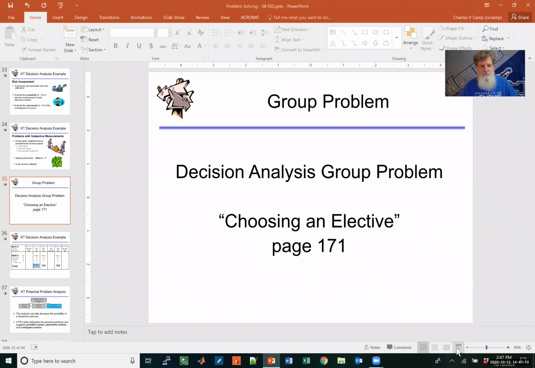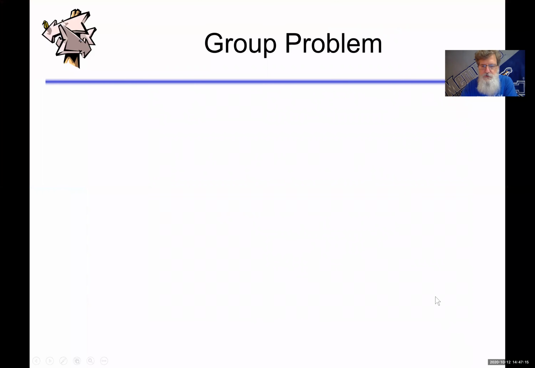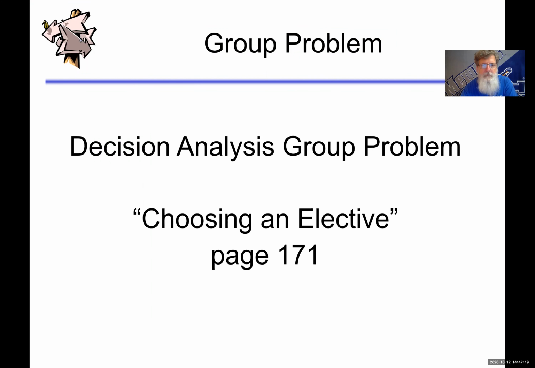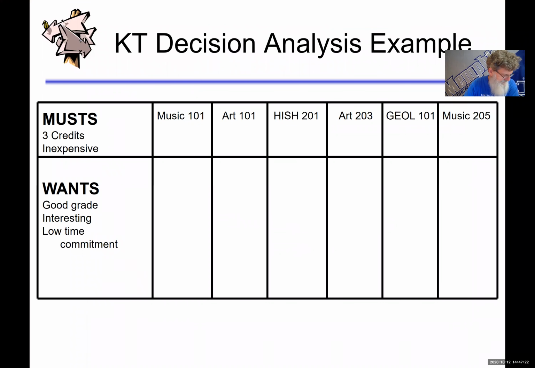So this is, don't worry about the page number, but this is going to be decision analysis choosing an elective. So here's the matrix that we have. You can see we have 2 mandatory requirements for our classes. We want to make sure that the course is inexpensive and that it's at least 3 hours credit. I don't have the course descriptions in the slide, but you have them at home.